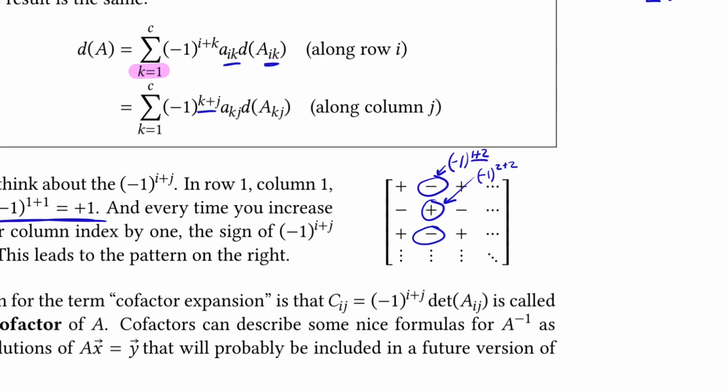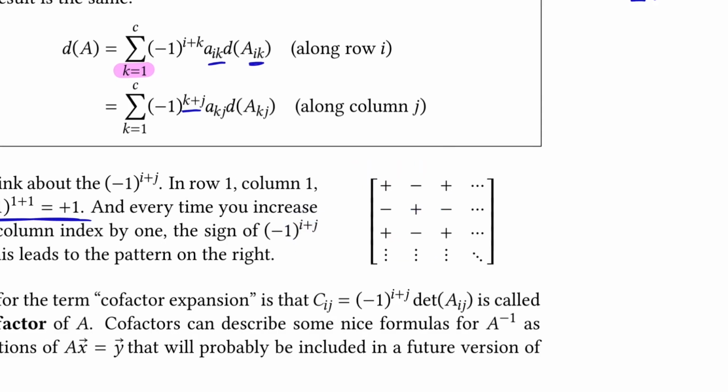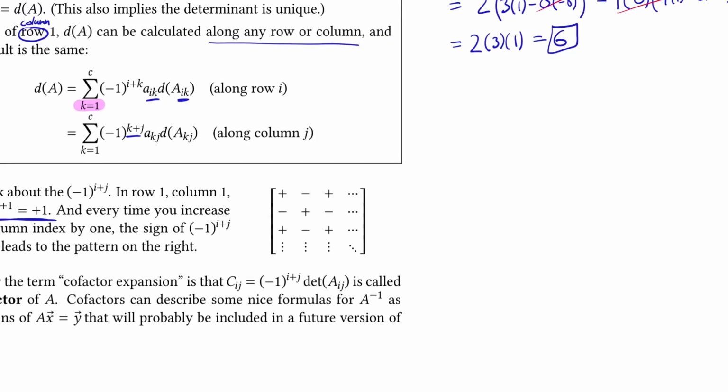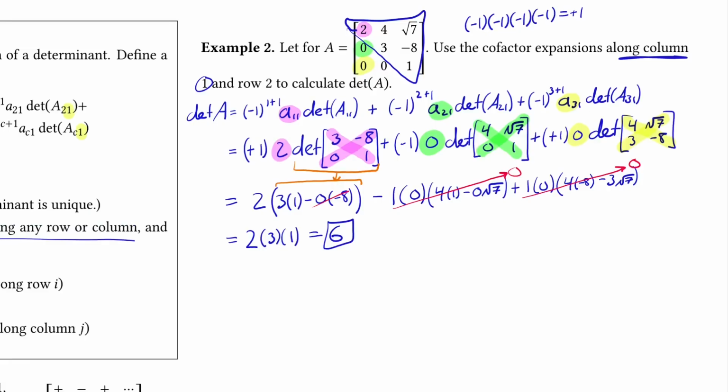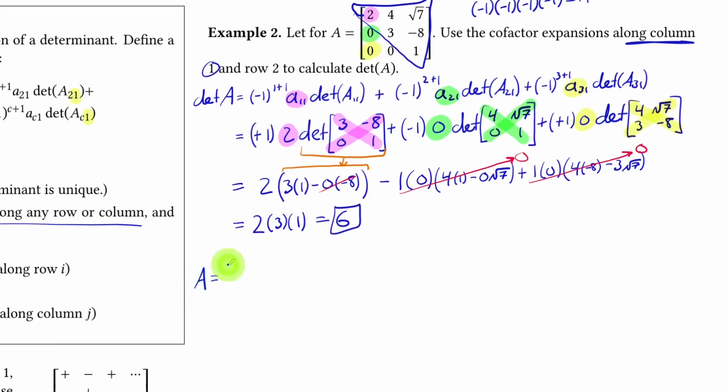So I think this grid explains how that works pretty well. You get a grid of positives and negatives because every time you increase the row number or the column number by 1, that's going to change the sign of negative 1 to that power. Okay, let's do an example of doing this along column 2 of A. I'm going to draw a copy of A here so we can see it as we're writing.